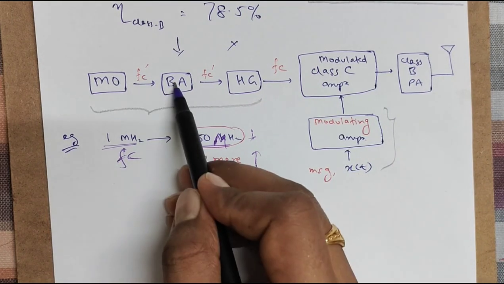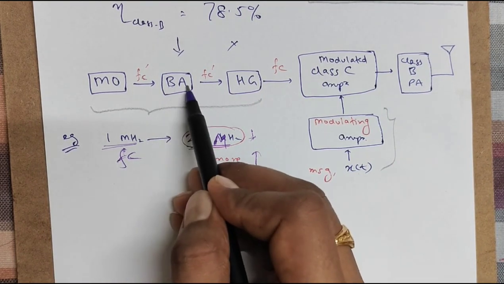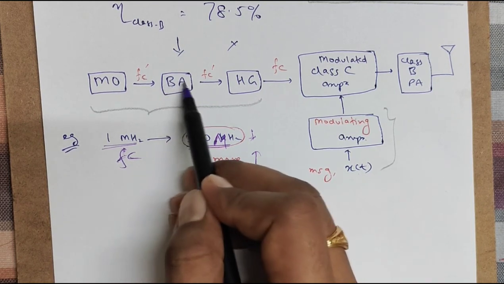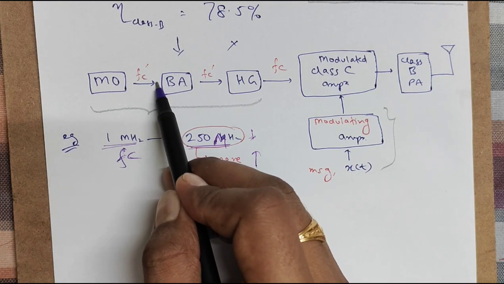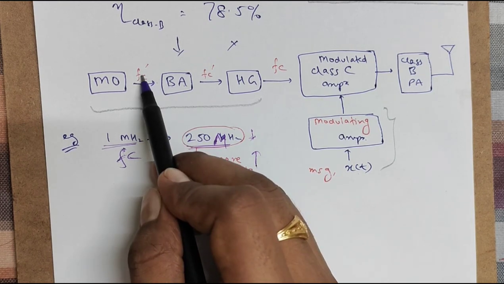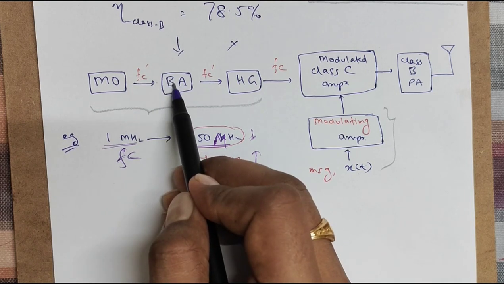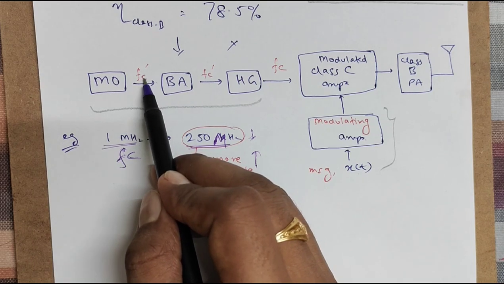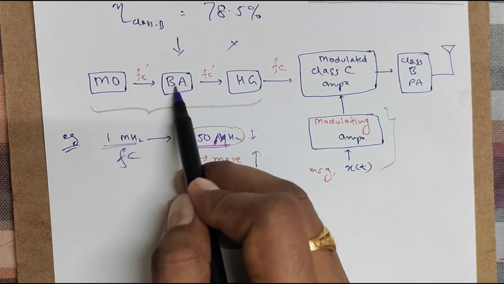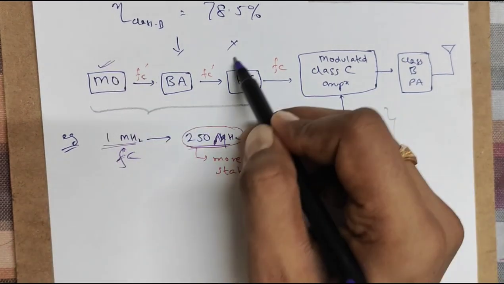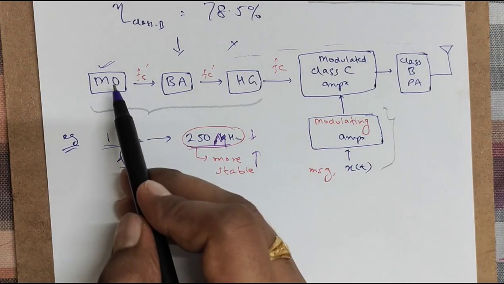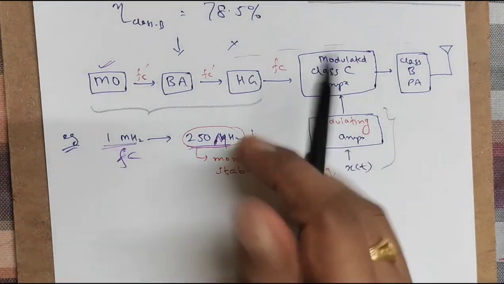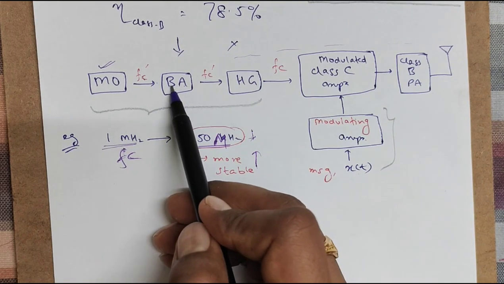Now this is a buffer amplifier. A buffer amplifier is generally a tuned amplifier, and it provides very high input impedance to one frequency. That frequency is FC dashed. So this buffer amplifier provides very high input impedance at frequency FC dashed. In this way the buffer amplifier isolates the MO from all the succeeding stages. So my MO is safe from all these blocks. This is guaranteed by the block called BA, right?